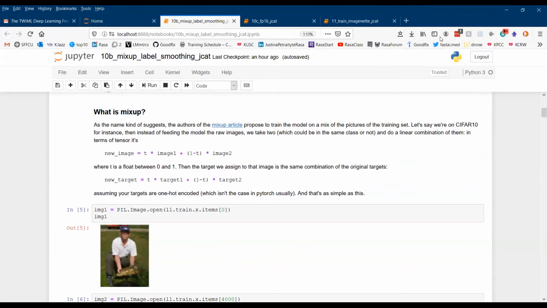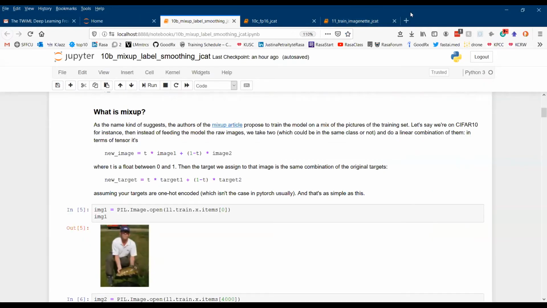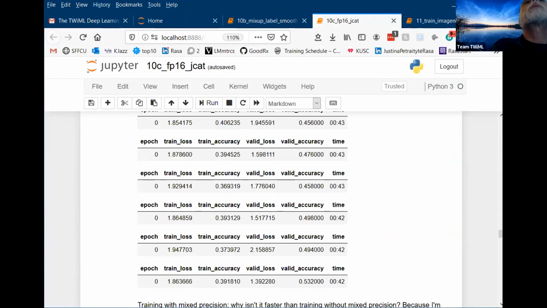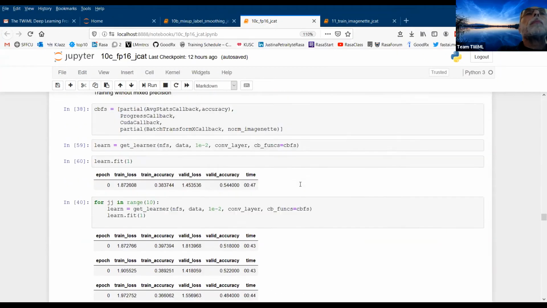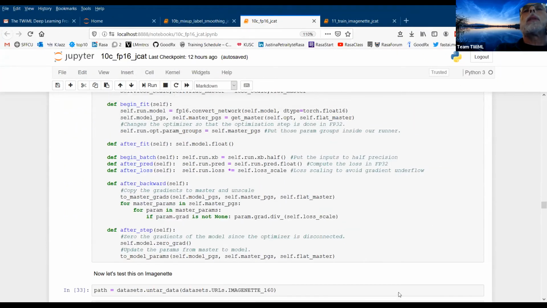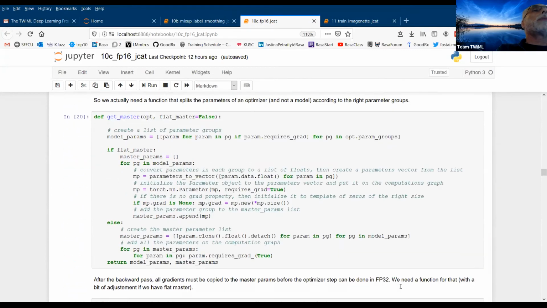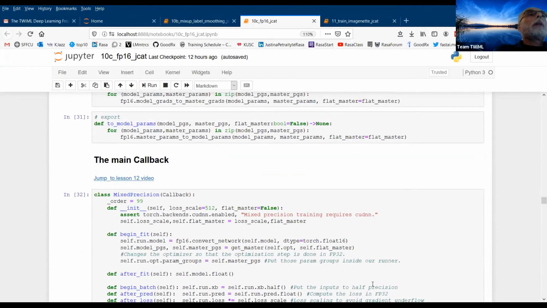Okay. So now I should go to the next notebook. Somehow I boxed myself in here. There we go. We'll go to the mixed precision notebook. So here, there's a lot to understand. I did not go through the code in detail. I started going through it, and then I realized this is going to take me a long time to go through this implementation.